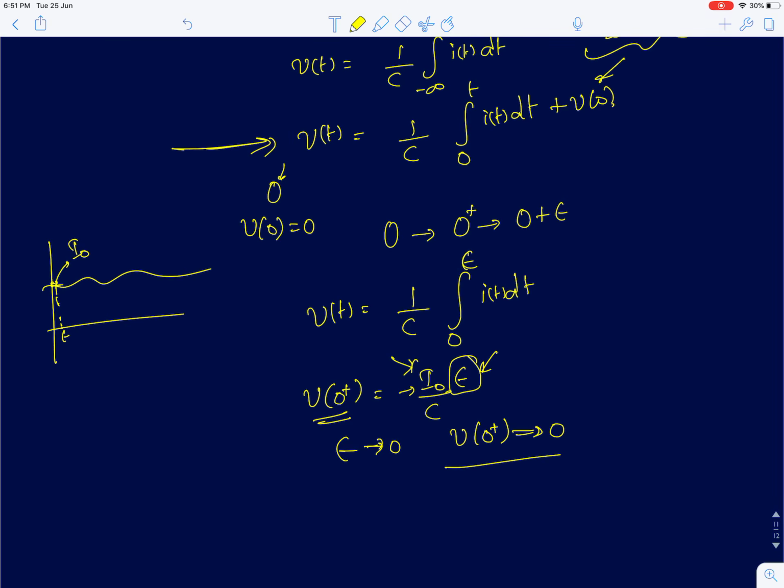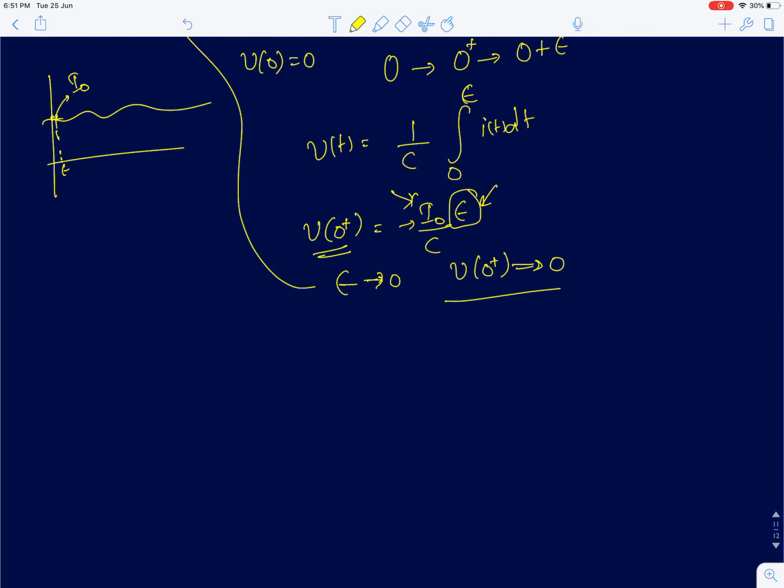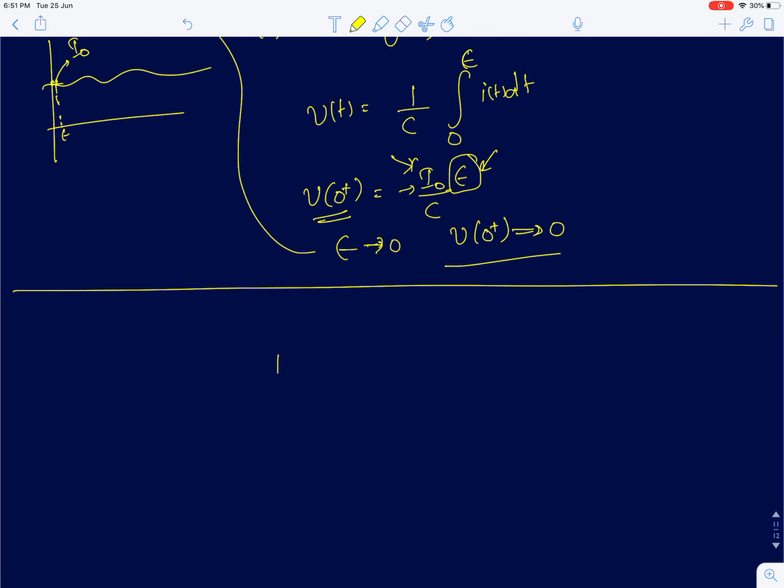This comes from a simple integration principle. For any finite valued function, if you integrate it over an infinitesimally small amount of time, it will amount to nothing, as long as the function is finite valued. That's what this equation tells us. But now we will consider what happens in a practical scenario. You can never have sudden changes in capacitor voltages. It will take some finite time for changes to take place.